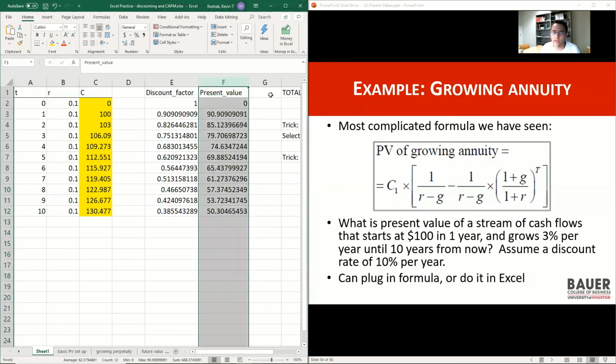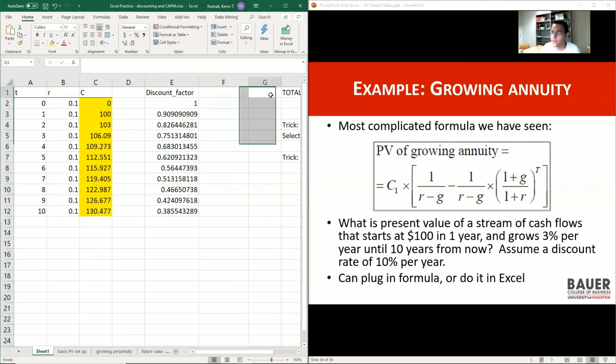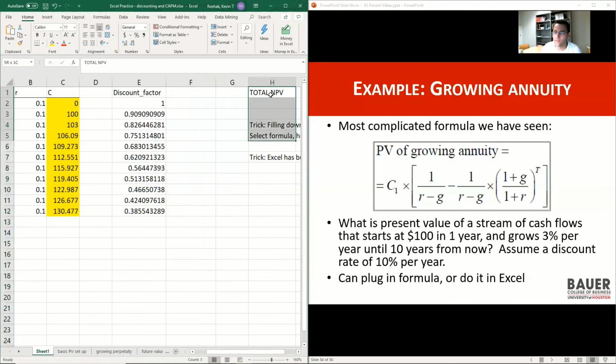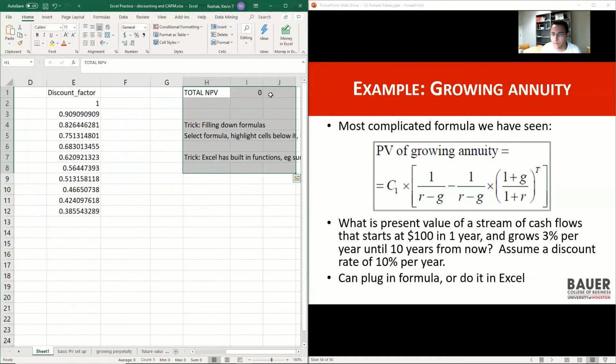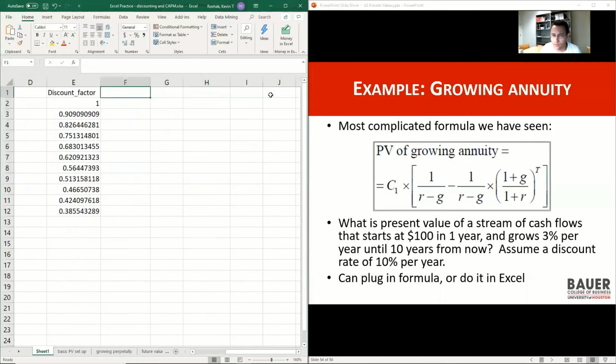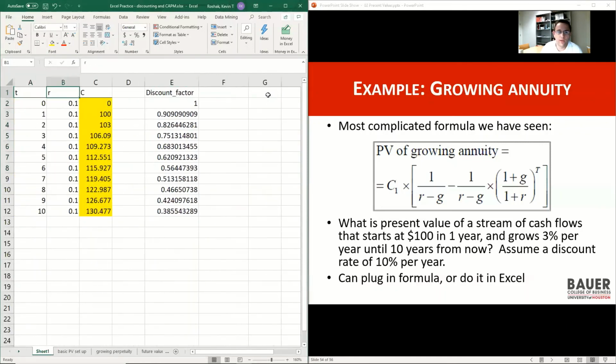So let's get rid of the present values. All these tricks are all documented up in Teams, so I'm going to get rid of that. I'm just going to leave the inputs the same. I'm going to leave the discount rate and the cash flows the same. I want to show you how to calculate the future value.